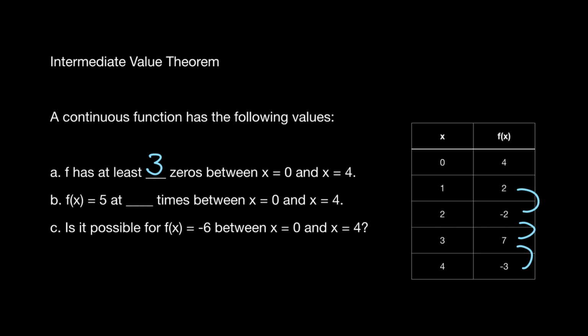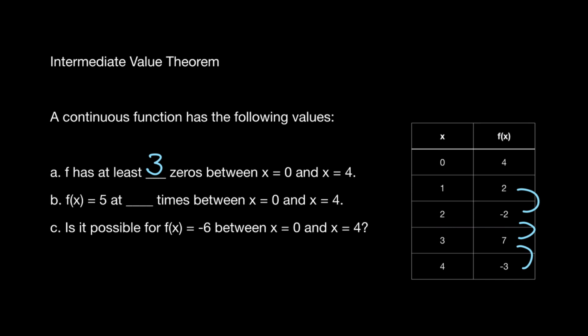So looking at my table, when x is 1, y is 2. When x is 2, y is negative 2. So somewhere between x equals 1 and 2, there has to be a place where y equals 0. And I can use the same reasoning from negative 2 to 7. Between those two y values, there has to be a place where the function is 0. And again, from 7 to negative 3, we have to have another place where the function is 0. So there have to be at least 3 zeros. Now there could be more, but the intermediate value theorem guarantees me that there will be 3.